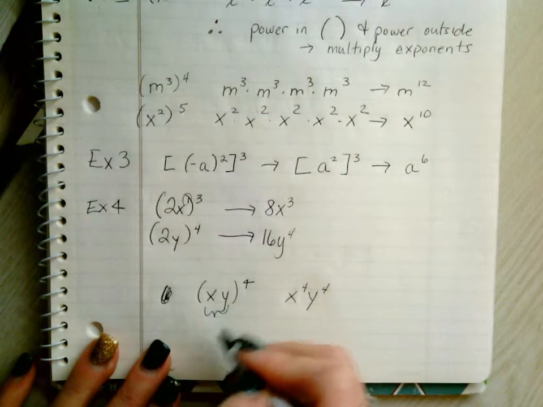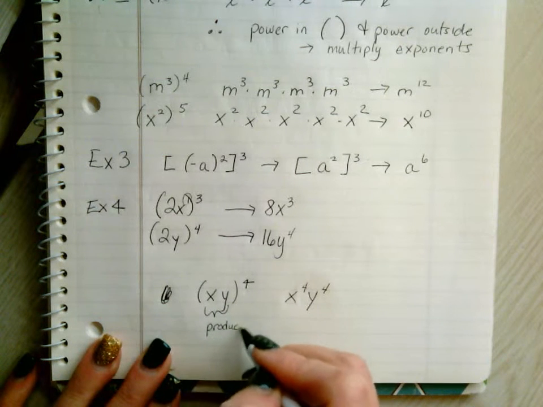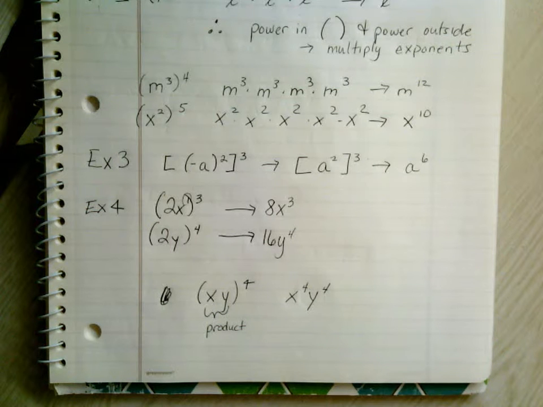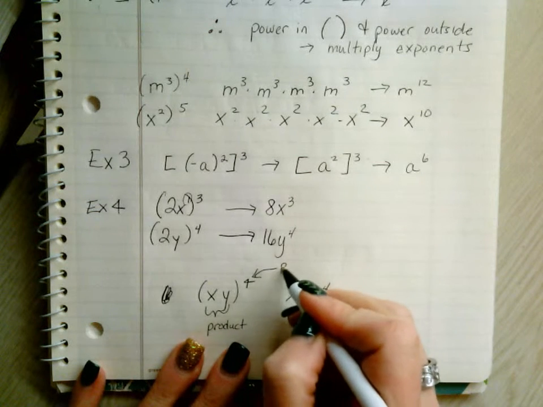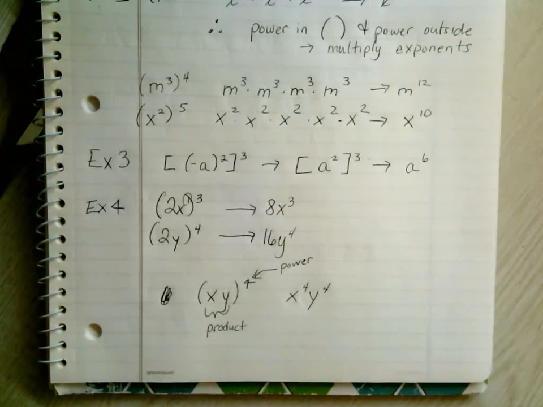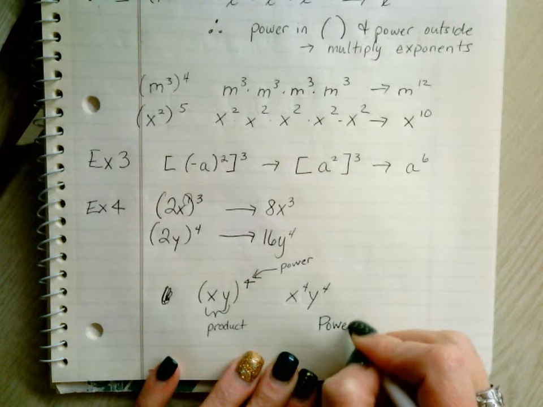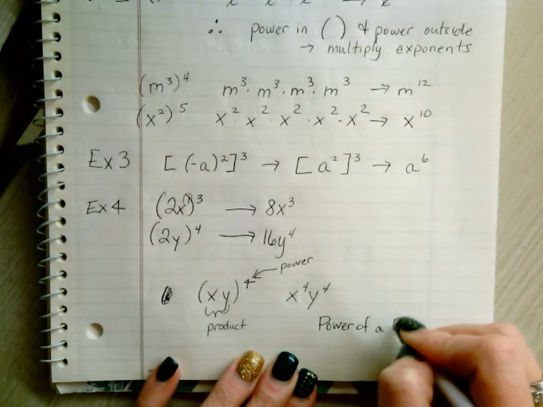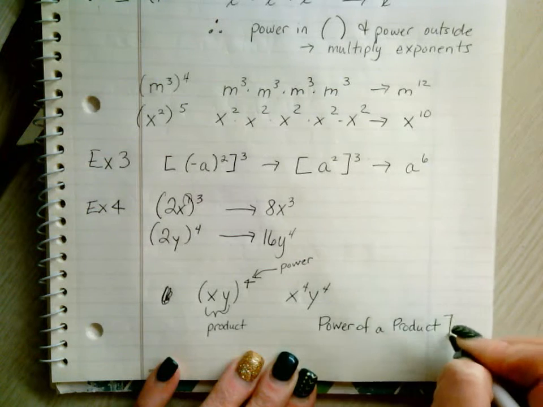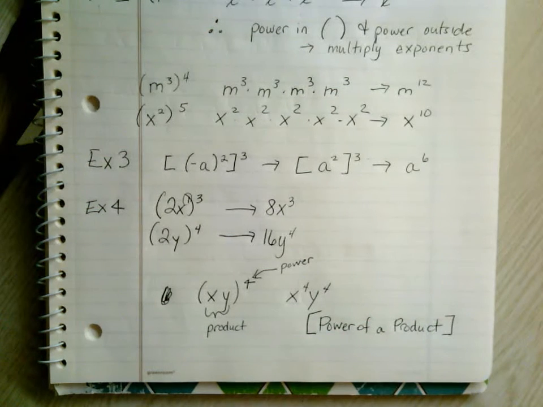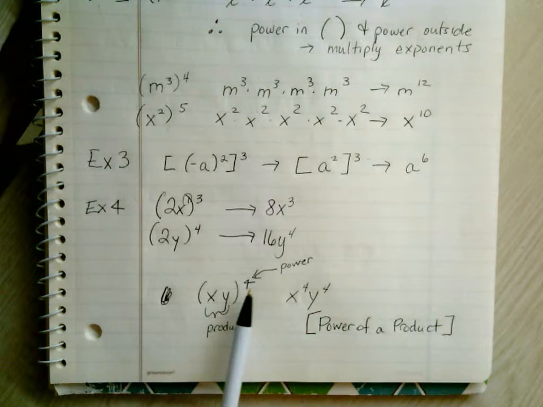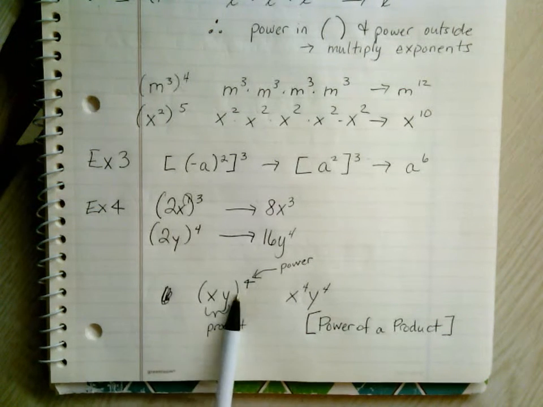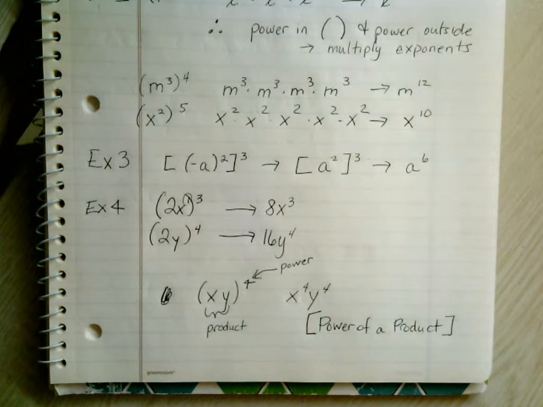So this is a multiplication thing, x times y. I know you don't think of it that way, but literally when you've got 2 variables side by side, they're being multiplied. And this is the exponent that raises it to the 4th power. Okay? Therefore, they call this power of a product. Best thing I can say to you is make sure everything that is in parentheses receives the power. Okay? Receives that power.